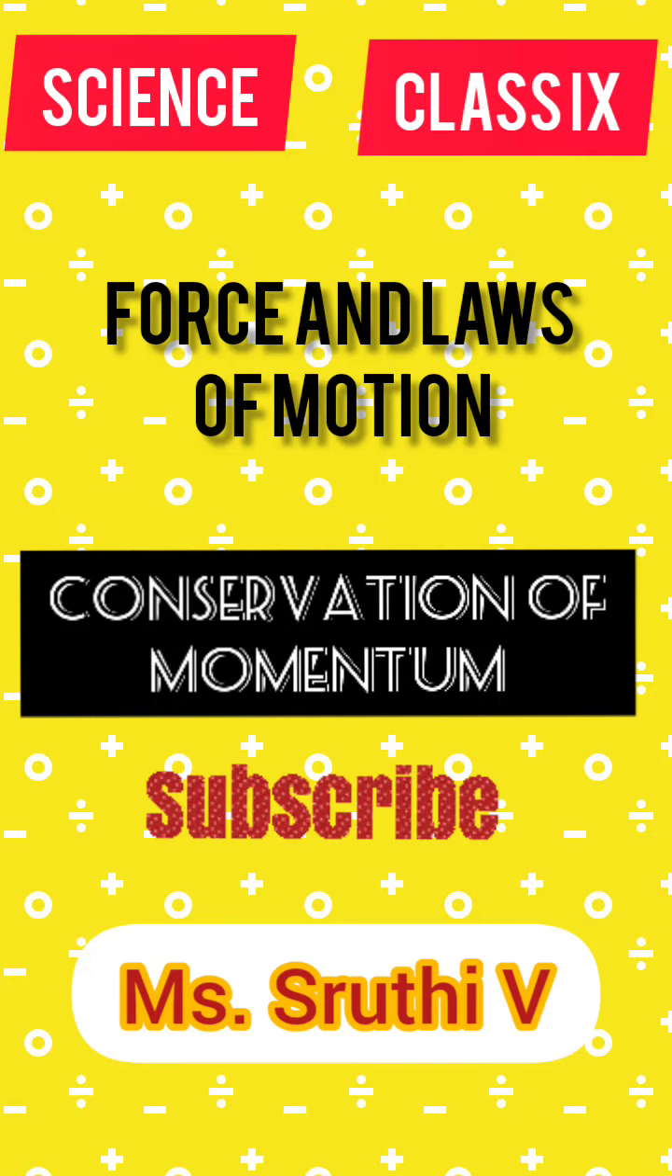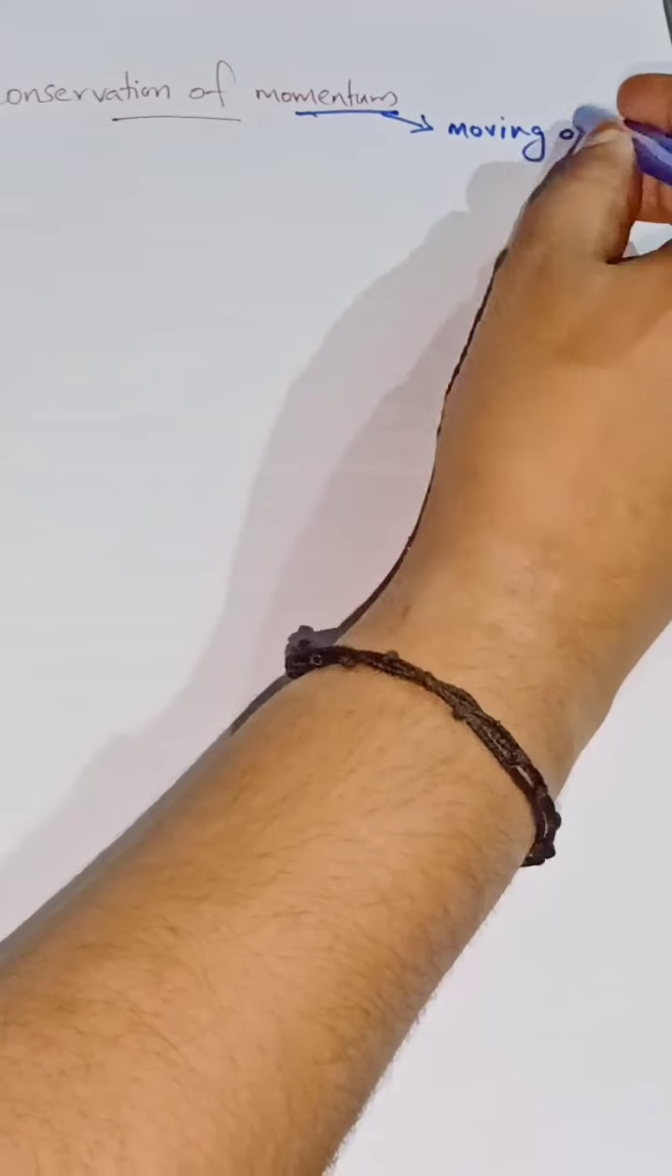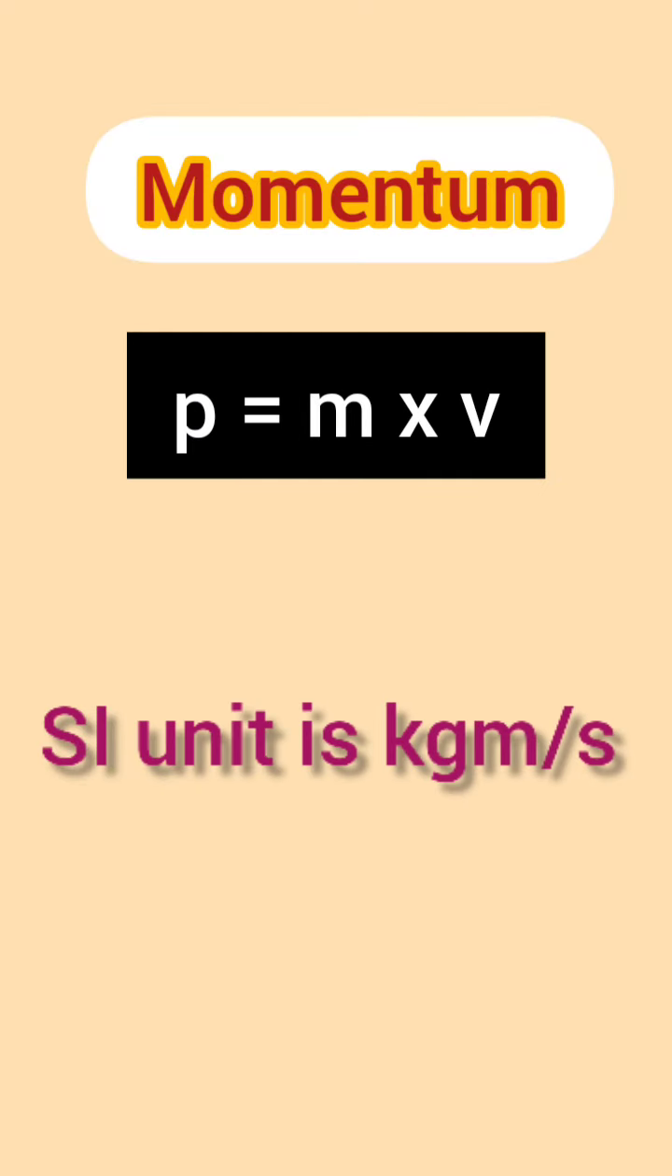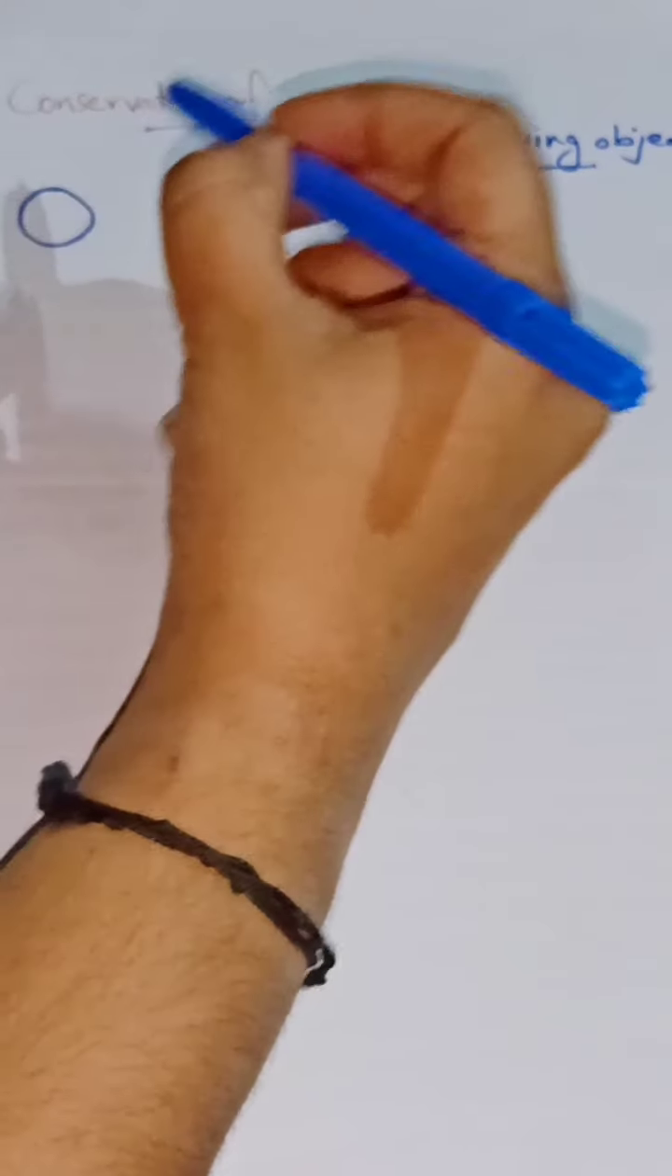Welcome to the next video of Force and Laws of Motion, Conservation of Momentum. Momentum is a property of a moving object. Momentum is the product of mass into velocity of a moving object.